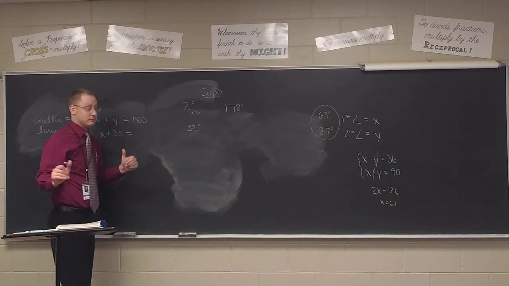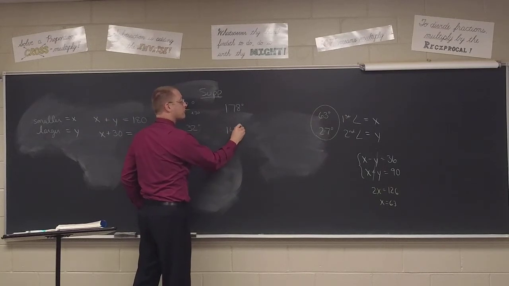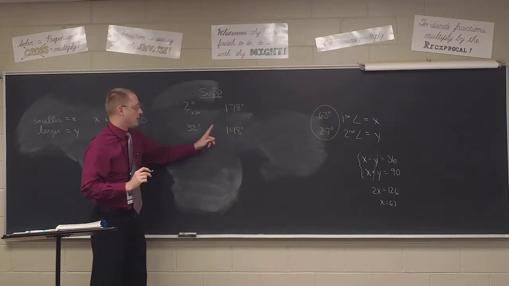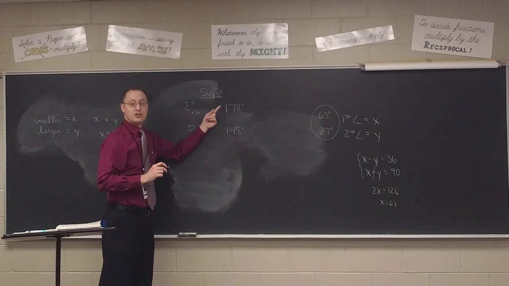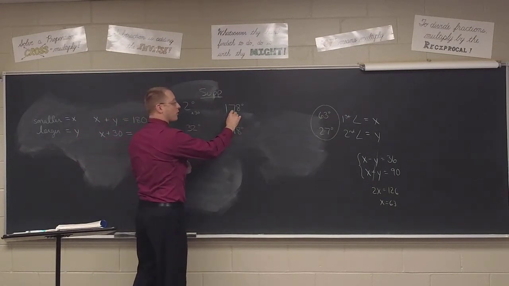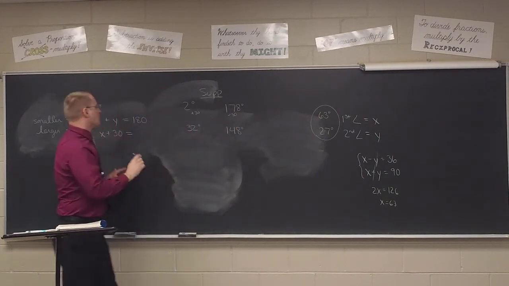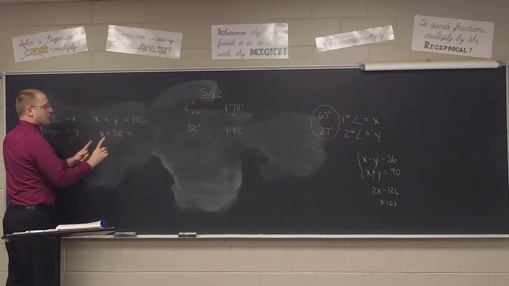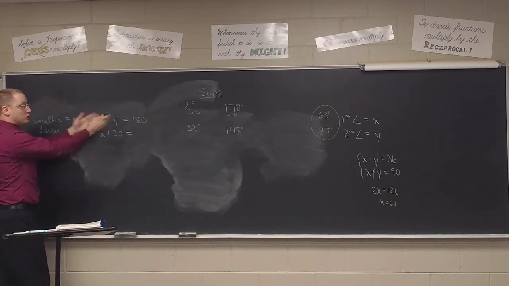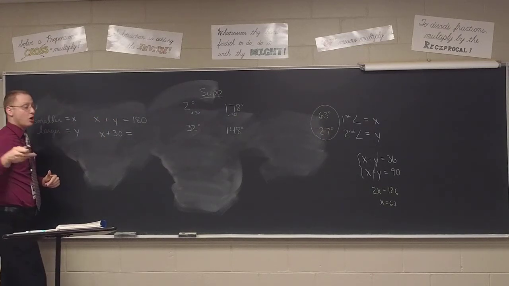If I were to bump this up by 30 to get 32, what would be supplementary to 32? Anybody? 148 would add up to 180. If this one goes up 30, then the supplement has to go down 30 so that they stay equal to 180. Does that make sense? So since I've raised the smaller angle by 30, the supplement class was y, but now the supplement's going to be y minus 30.